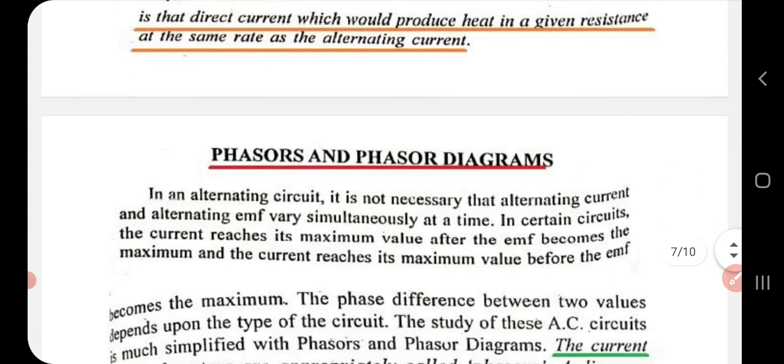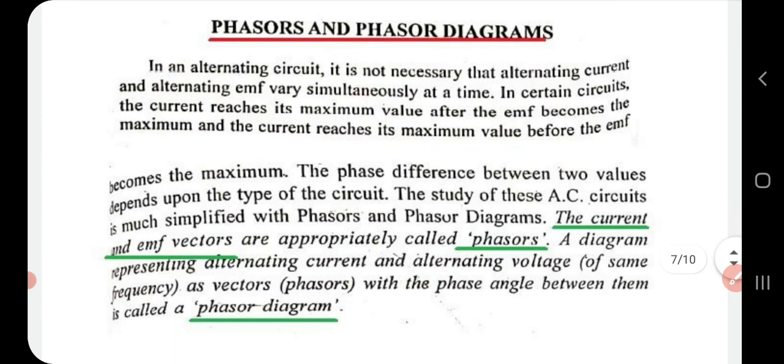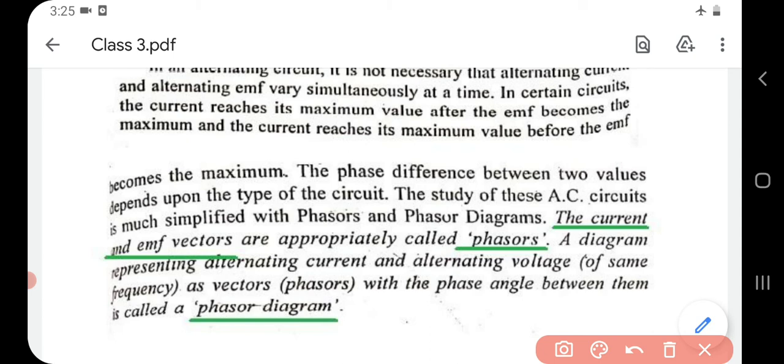Study that definition also. Now another definition that comes is what are phasors and what are phasor diagrams. So here you have to study two definitions. One is what are phasors and the other is what is a phasor diagram. The current and EMF vectors are called phasors. That is, current vector and EMF vector are together called by the name phasors. A diagram representing alternating current and alternating voltage as vectors with the phase angle between them is called a phasor diagram.